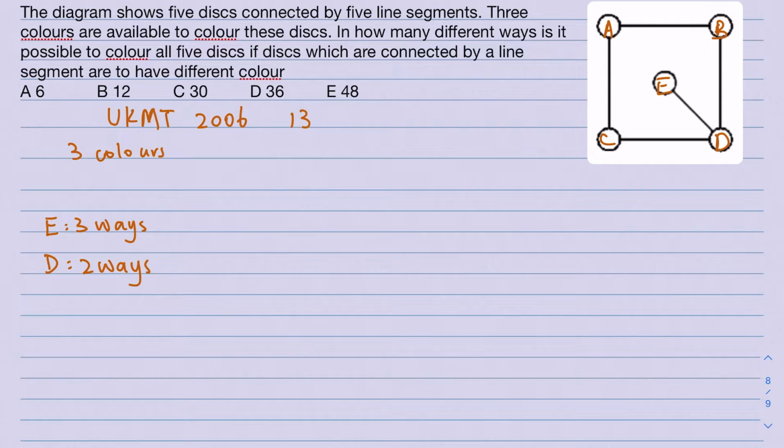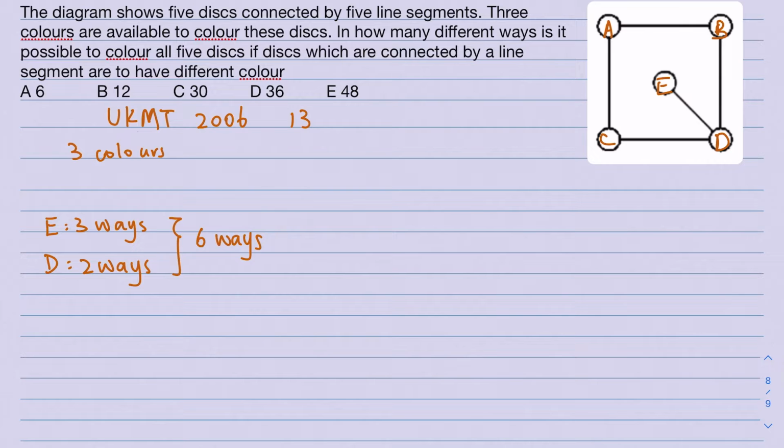So how many ways can we color E and D in total? It's the simple rule of multiplication. We just times 3 and 2, which gives us 6 ways. Now, let's move on from disk E and D to B and C, because B and C are the only disks connected to disk D other than E.